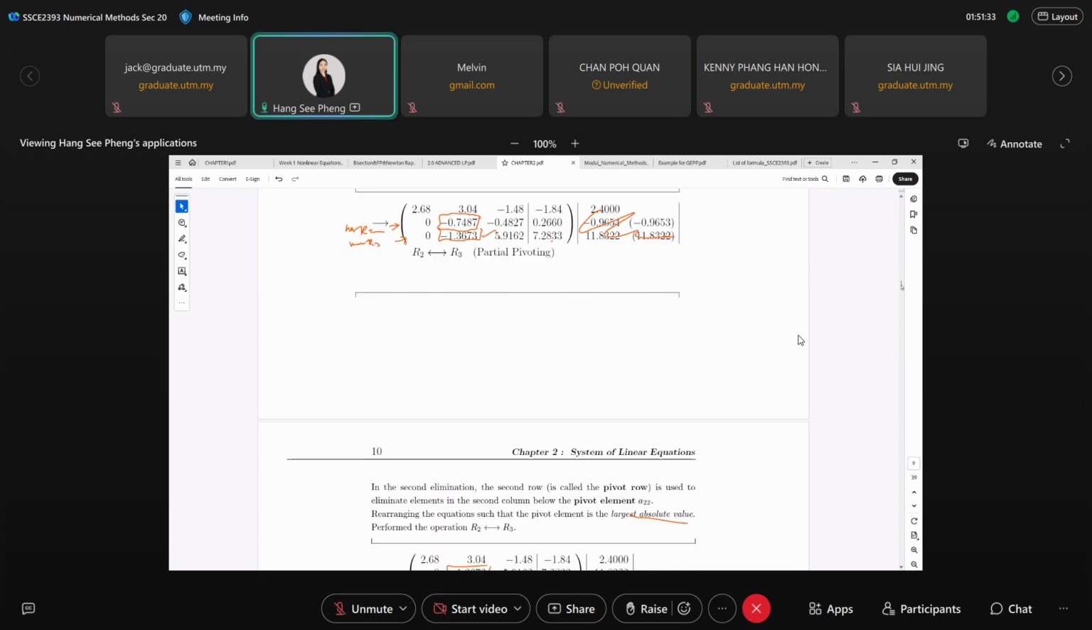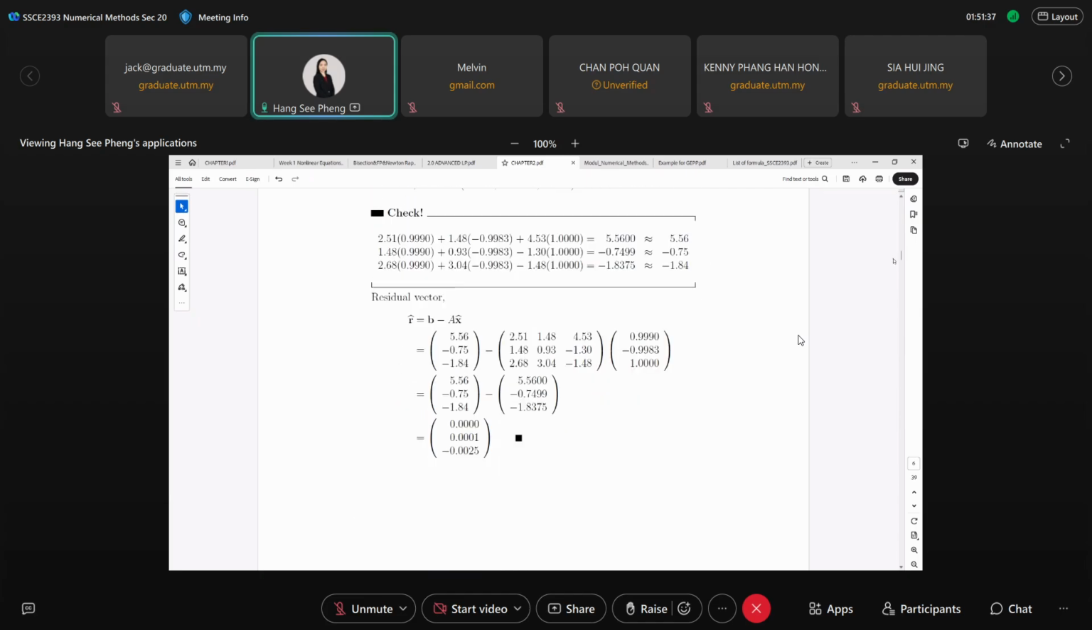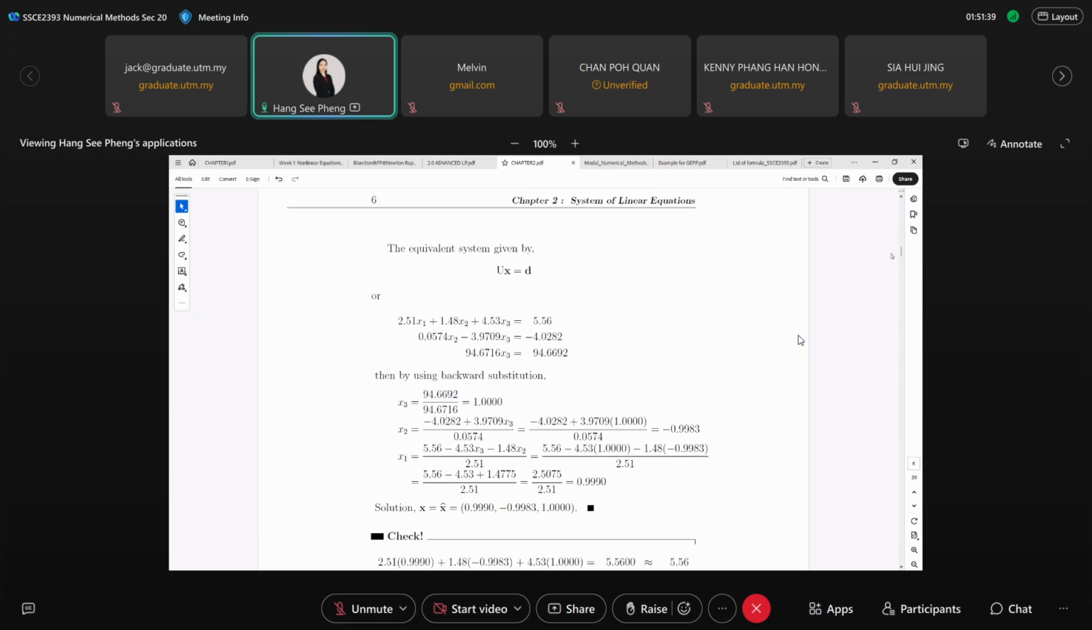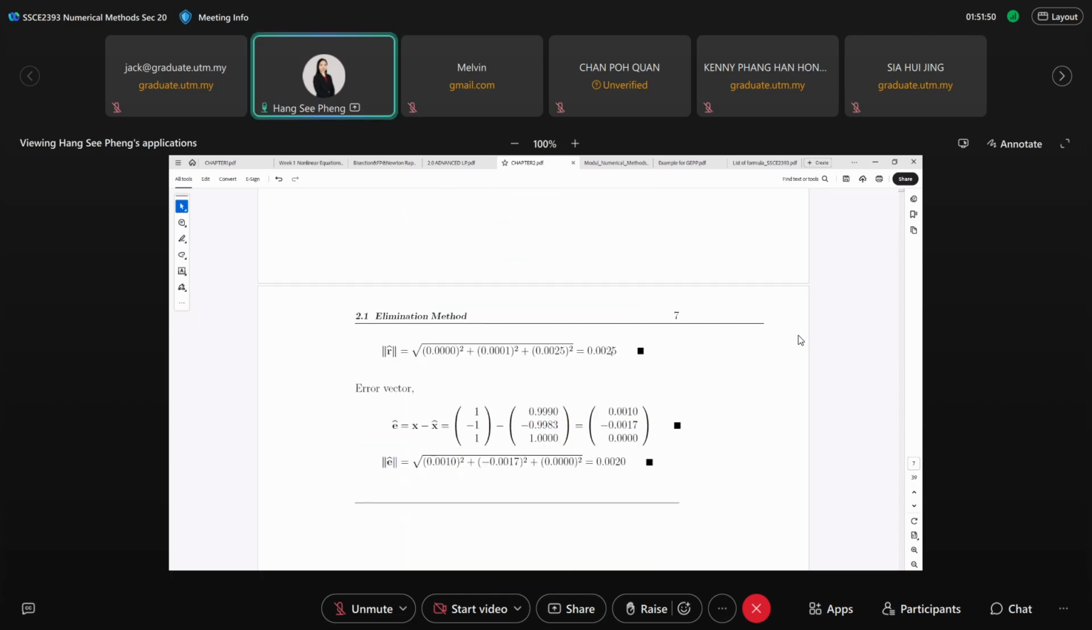Okay, this is partial pivoting. Just now, without it, we got 0.9990 minus 0.998311. And then we use the residual vector, magnitude 0.005, 0.0025. This error is 0.0020.